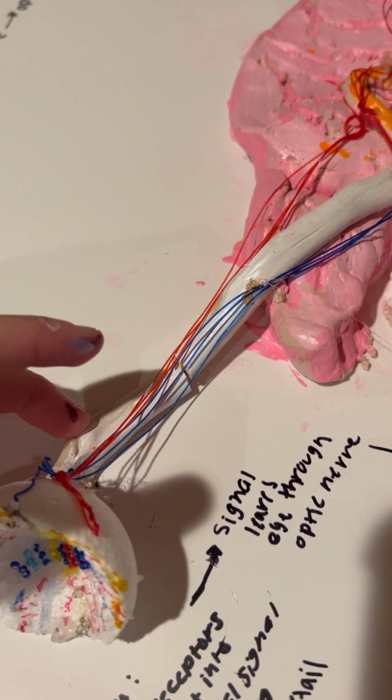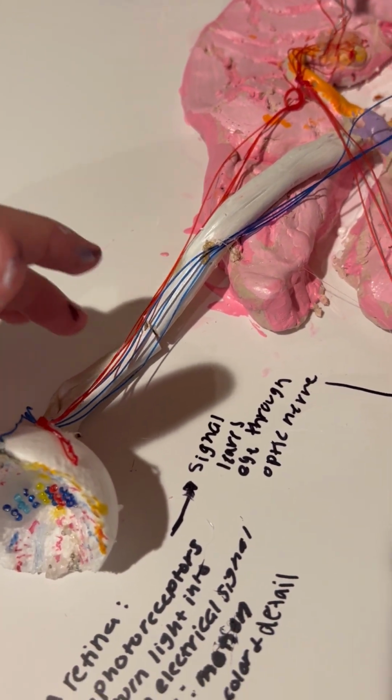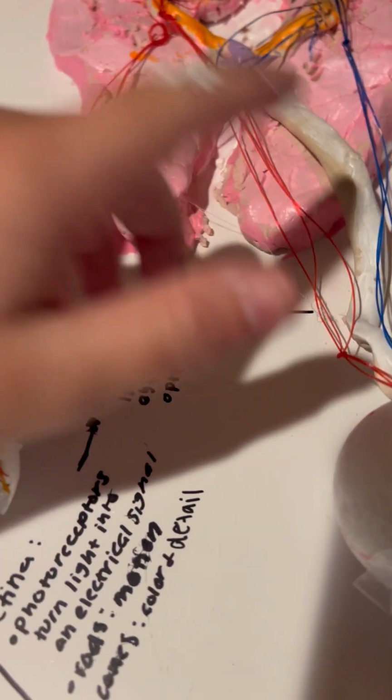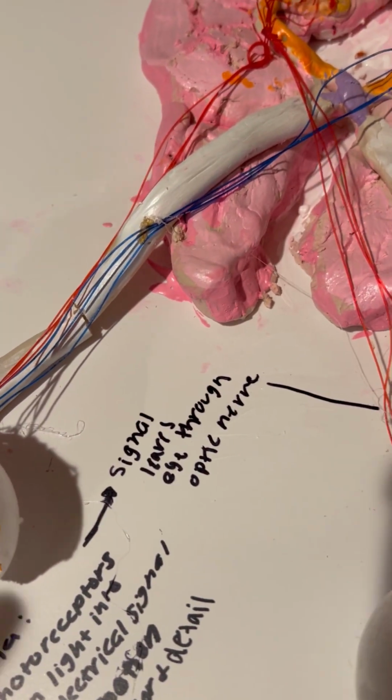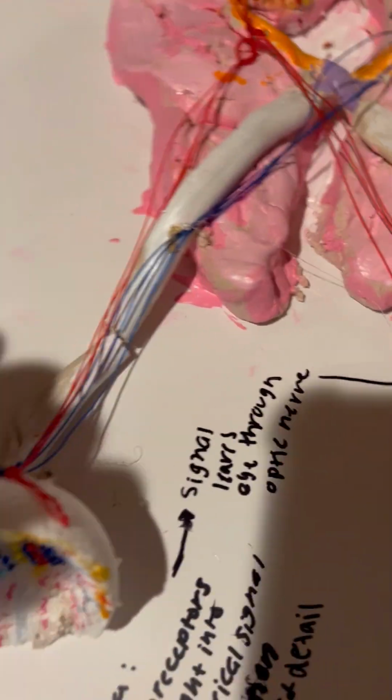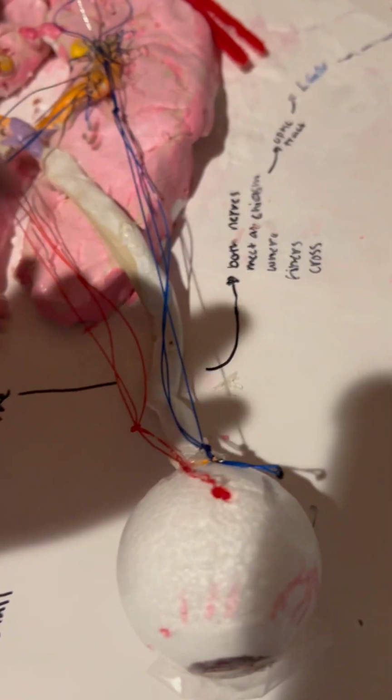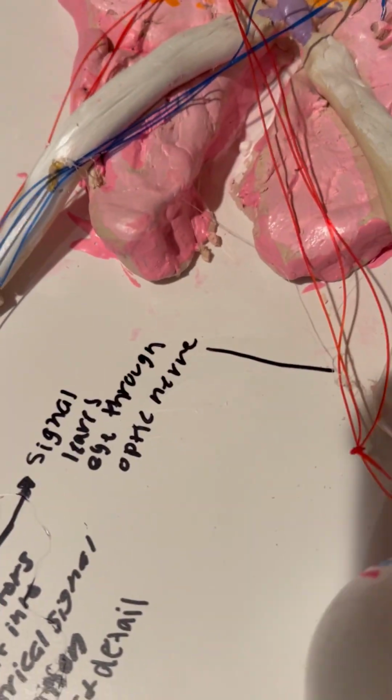eye through the optic nerves, which you see here. And they carry the information of both visual fields, which I color coded in red and blue.